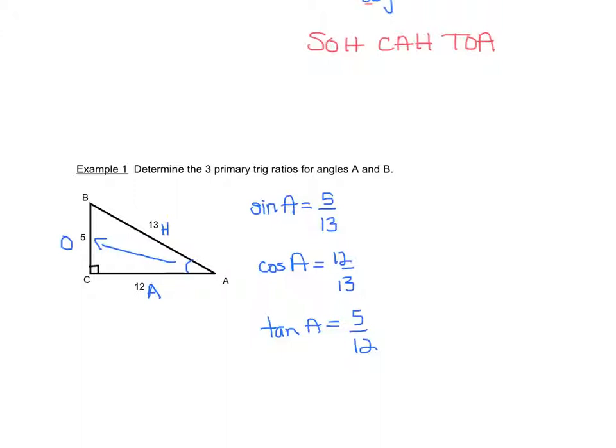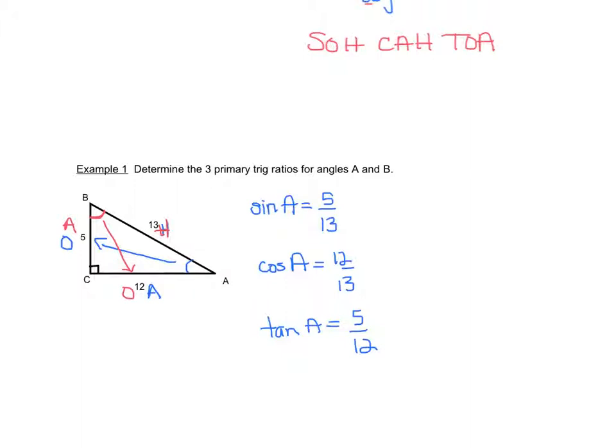Now moving on to angle B. Let's use a different color here for B. So if I'm going to label these sides with respect to angle B, now the hypotenuse is still the hypotenuse, right? That doesn't change. But this side, side CA, becomes the opposite, and side BC becomes the adjacent. Okay, so pay attention to the fact that opposite and adjacent depend on what angle you are labeling them with respect to.